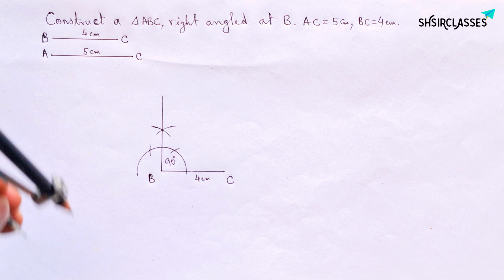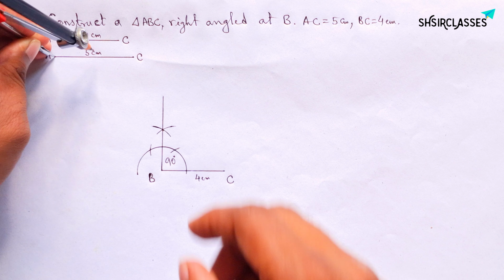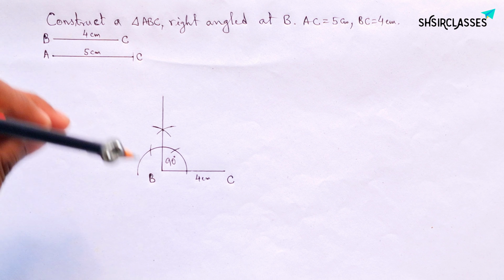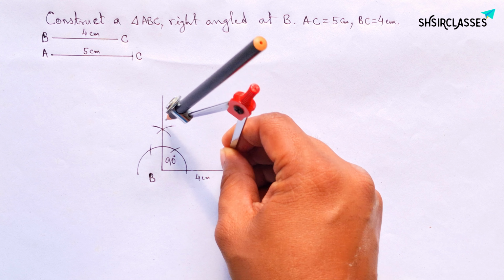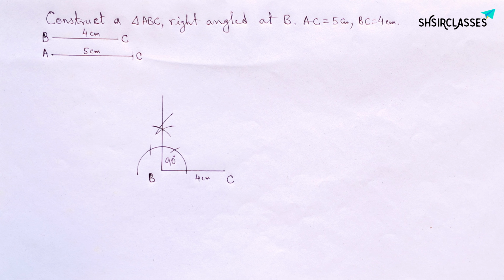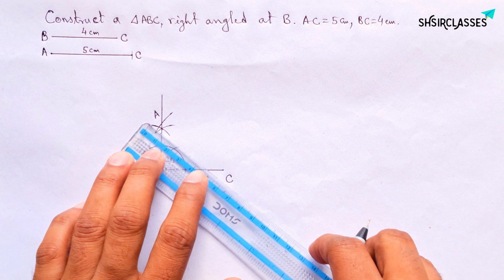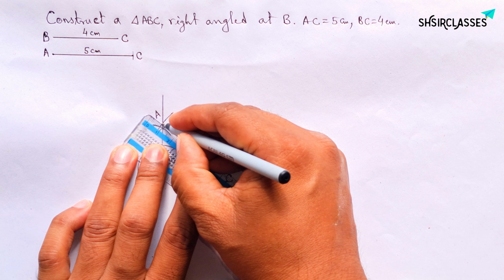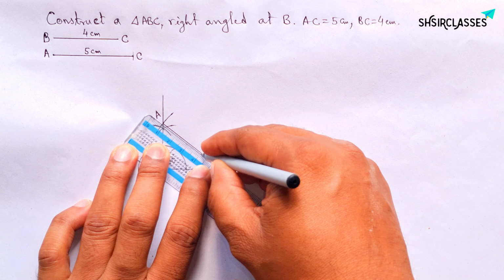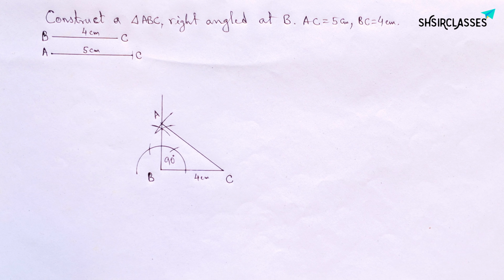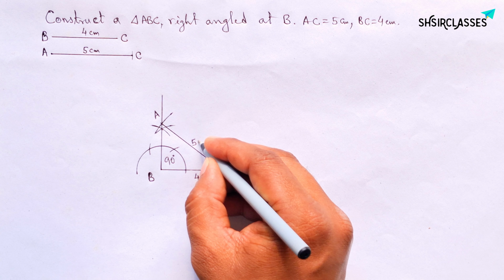Next, measuring the value of AC. So AC equal 5 centimeter and putting the compass on the point C and cut here. So labeling here A. Now joining A and C to complete our required triangle ABC. So here AC equal 5 centimeter.